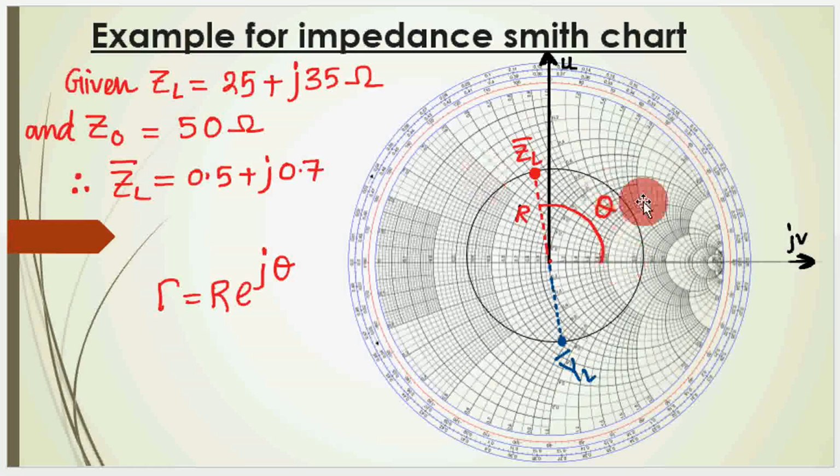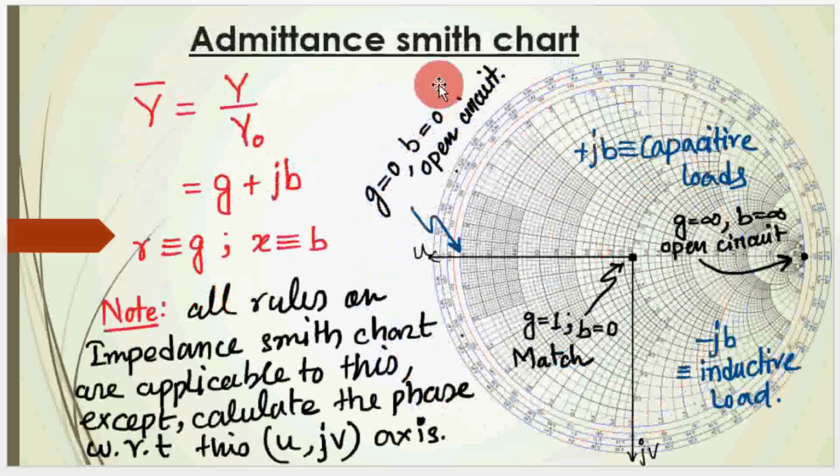And one should note that the total 360 degree rotation is a length of lambda by 2 distance. Now we will see how to use the admittance Smith chart from the impedance Smith chart. So this is the impedance Smith chart. You just have to change the axis. Suppose this is our U axis and this is our JV axis. In the previous case, we had the U axis over here and the JV axis over here. In this case, the U axis is here and the JV axis over here.